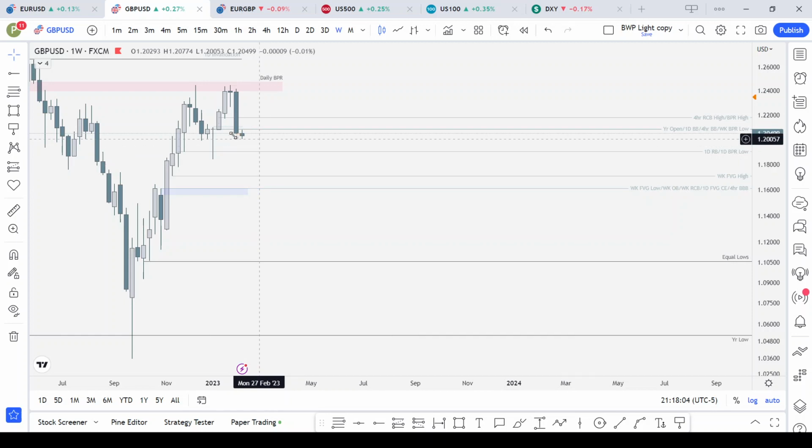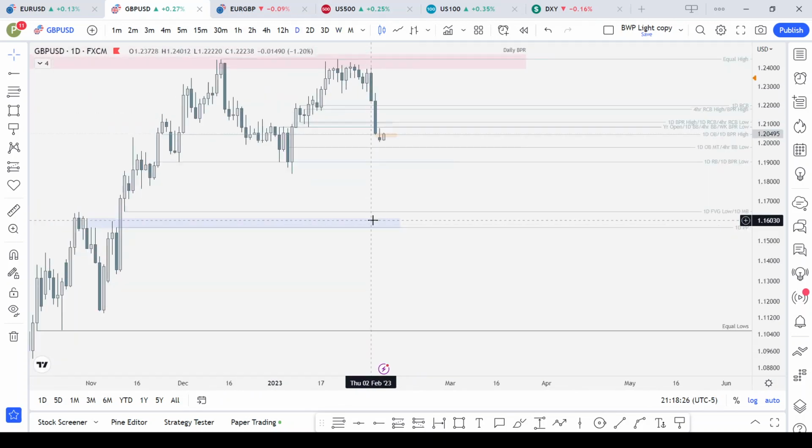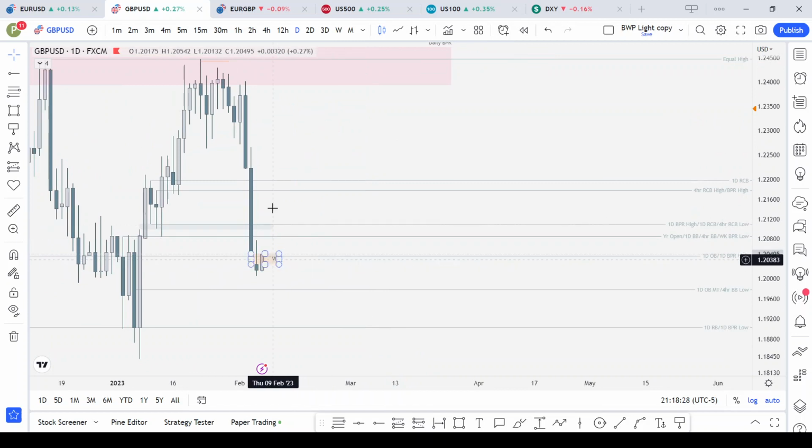So on this BPR, I'm anticipating that the weekly, but it has closed below, so I'm anticipating that weekly fair value gap will hold as support to this level, as resistance to this level. So I'm anticipating a rejection around here to this level. What would invalidate my bias is if it rallies up and turns this fair value gap into support.